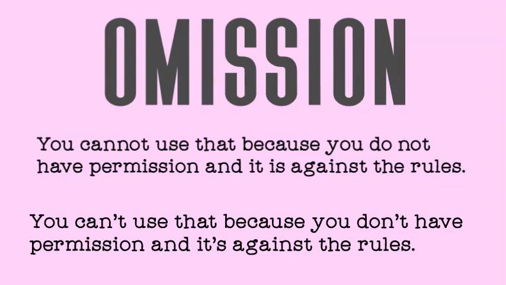Now, did you notice how the apostrophe replaces the letters that we've omitted or taken out of the words? So cannot becomes can't. We've removed the second N and O and replaced them with an apostrophe, and we've done the same with don't and it's.